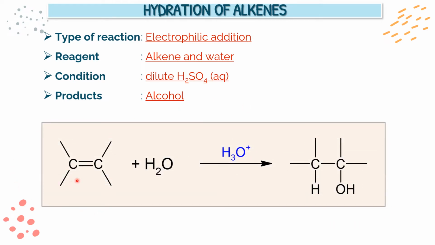Yang mana kita ada dekat sini, kita punya carbon-carbon double bond, kita tambah H2O and in acid. So this is what we call the acidified water. So H2O dekat sini and H3O plus is the condition over here, the dilute H2SO4. And we're going to produce our alcohol over here. So as you can see over here, apa yang kita akan tambah pada kita punya carbon-carbon double bond dekat sini adalah, okay, we're going to add from the water is hydrogen and also our hydroxide group dekat sini.